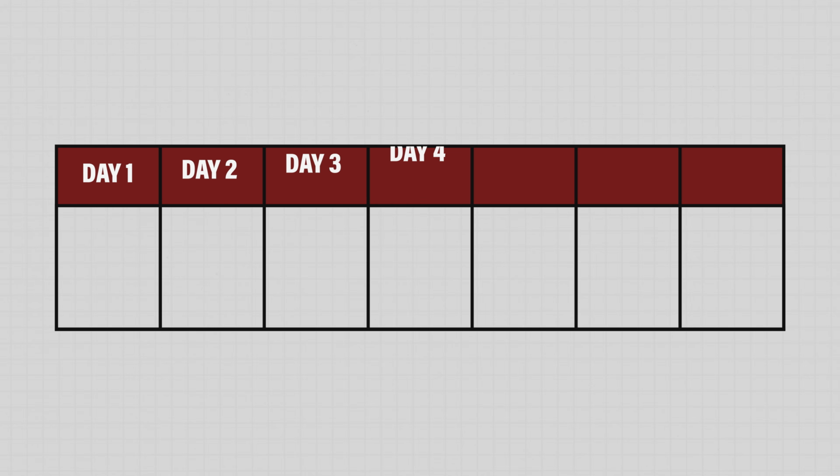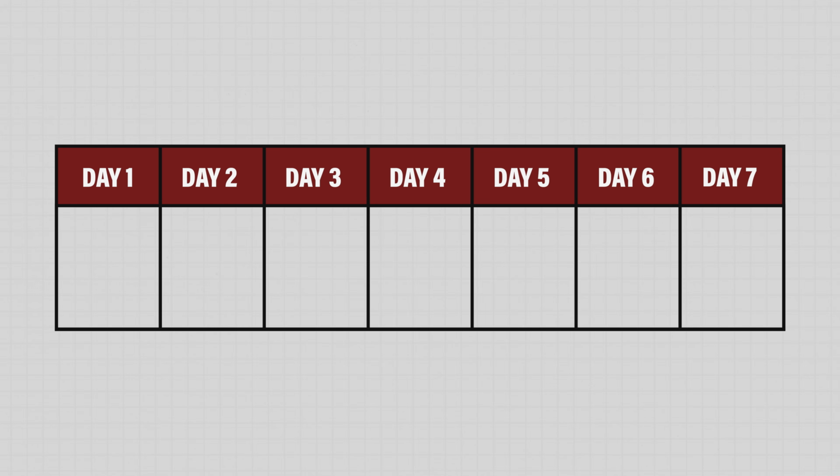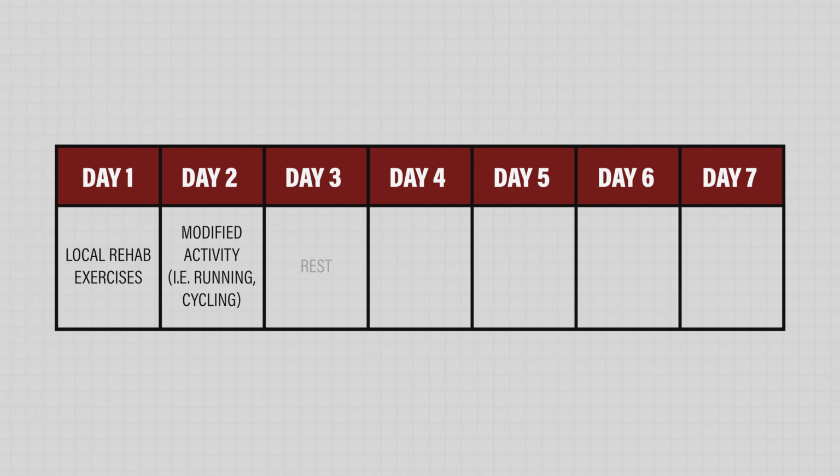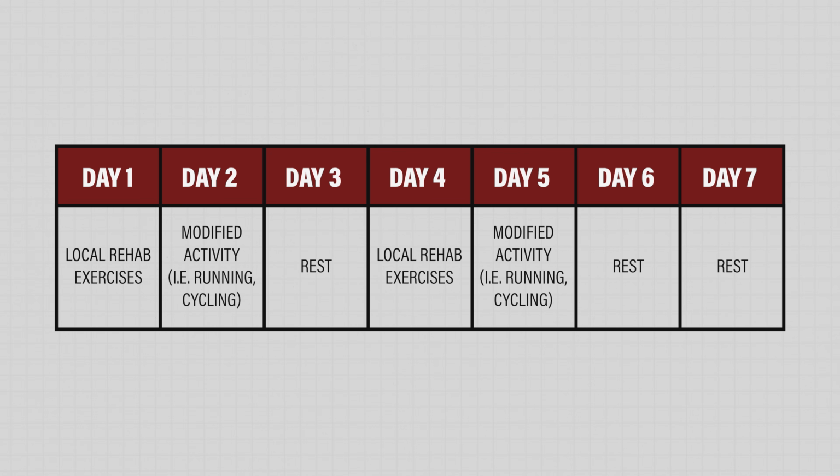If this applies to you, here's a sample program that might be helpful. Day 1, local rehab exercises. Day 2, modified activity such as running, cycling, or hiking. Day 3, rest. Day 4, local rehab exercises. Day 5, modified activity. And days 6 and 7, rest.